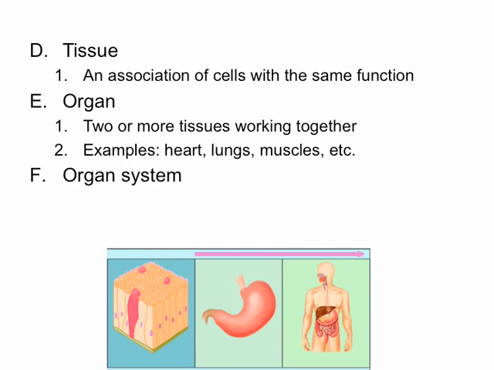Now, if we take the organs and we put them together and have them working for the same function, we would have an organ system. By definition, this is 2 or more organs working together. If you would like to take the digestive system, for example, you've got organs such as the large intestines, the small intestines, the stomach, the liver, the esophagus, etc. All of those organs are going to be working together in order to get the food digested.